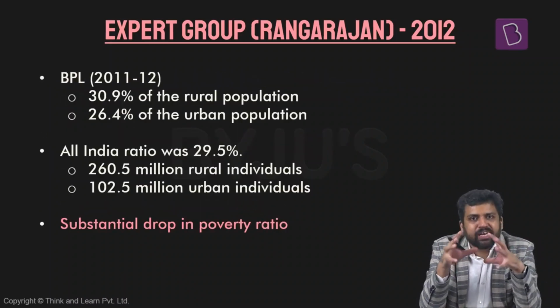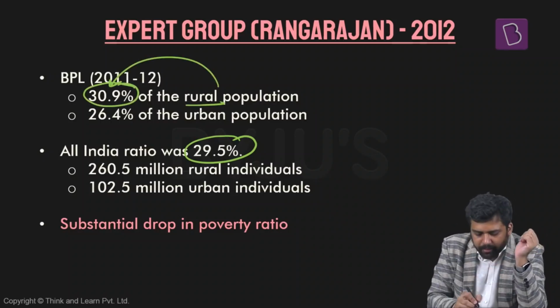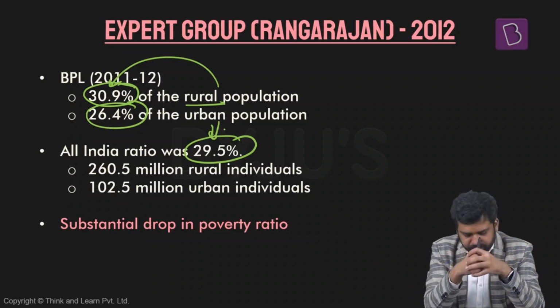As per the Rangarajan committee, the poverty ratio in India is 29.5%, and in rural areas, the poverty ratio is 30.9%. In urban areas, the poverty ratio is 26.4%. And in urban areas, the poverty ratio will be less as compared to rural areas. That is something that is obvious. And overall, it is 29.5%. Right? So what does it point to?